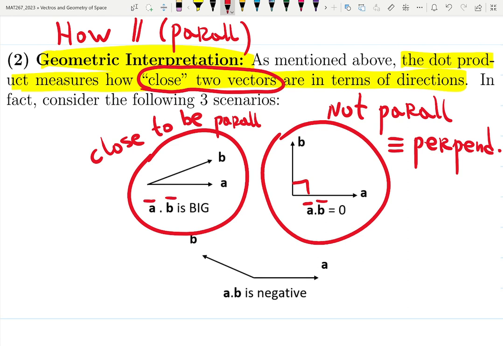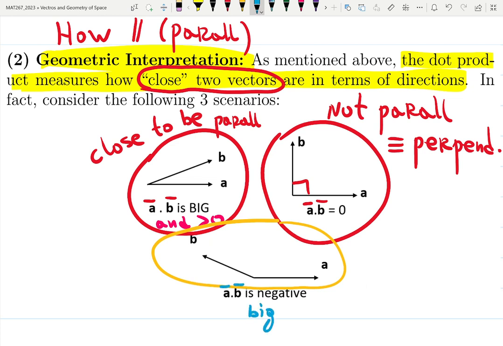And if the direction is the same, big and positive. Let me add this. Big and positive dot product. If they are close to being parallel, but the directions are the opposite, then the dot product will be big and negative.